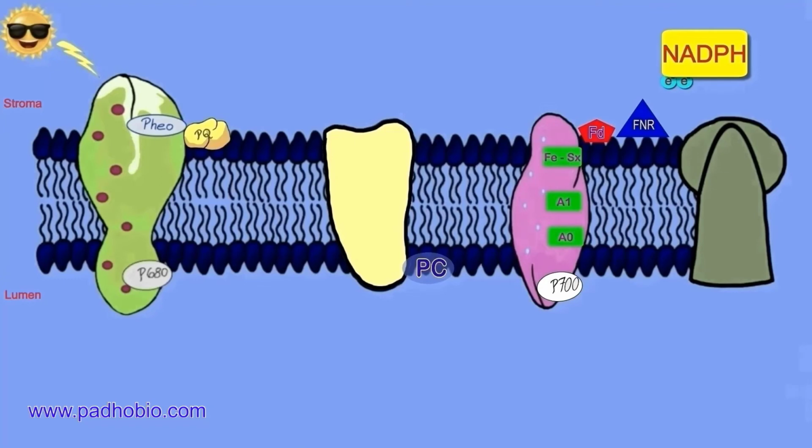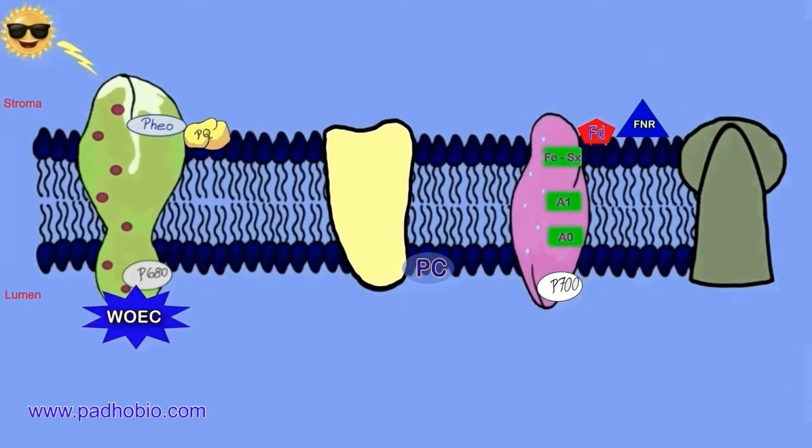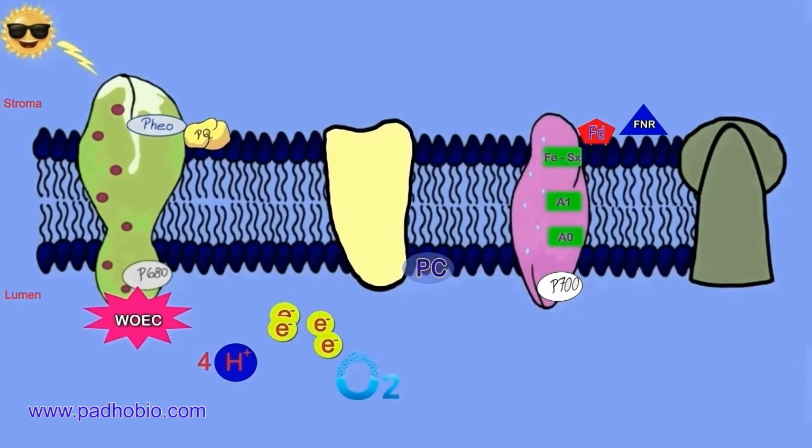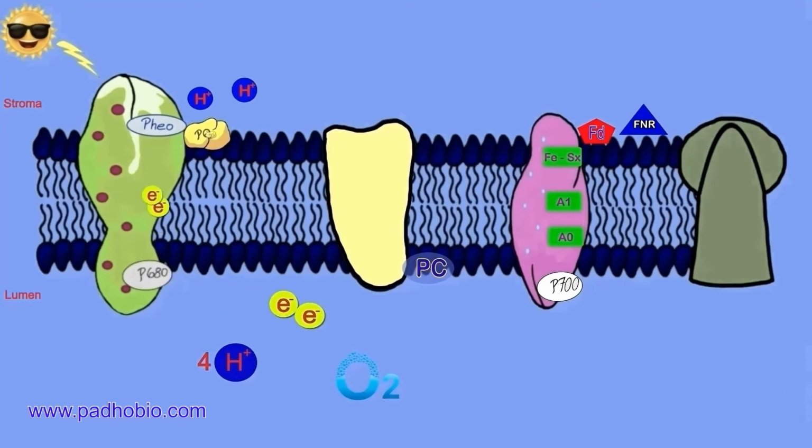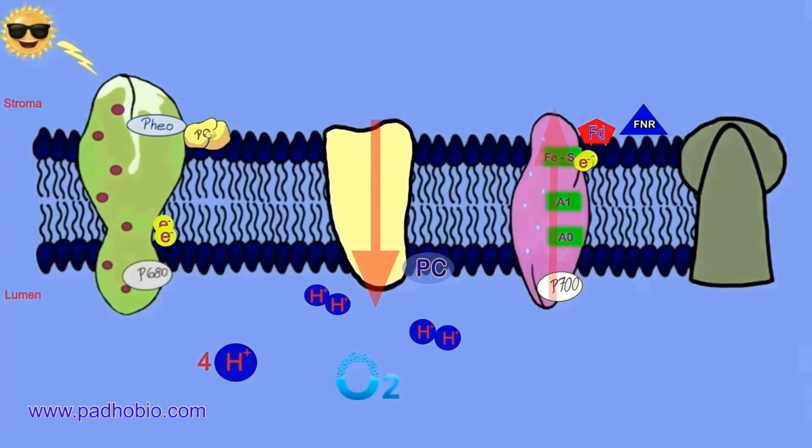So now let's see the reaction from the beginning. To make this reaction continuous, a water oxidizing enzyme complex is present, which is attached to photosystem second. It splits two water molecules altogether to produce 4 electrons, 4 protons and 1 oxygen. These 4 electrons are transferred in pairs of 2 electrons to carry out the reaction further. So for making the reaction continuous, all components work together. And when these 4 electrons are transferred, a total of 2 NADPH are formed.